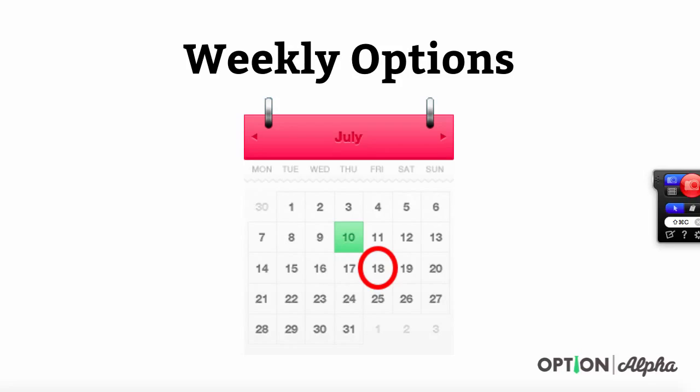And that's really it. Those are how weekly options work and how they are beneficial in the market.